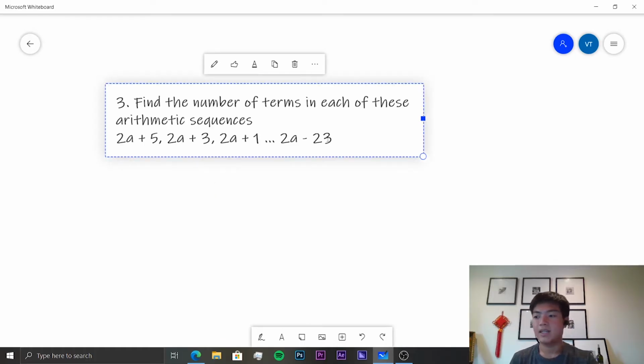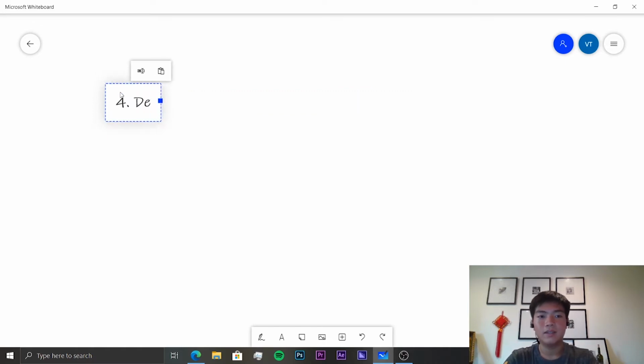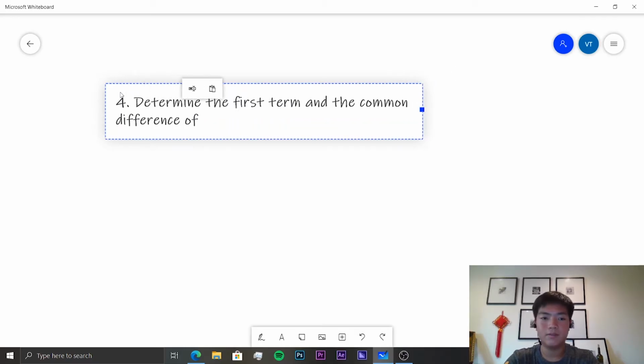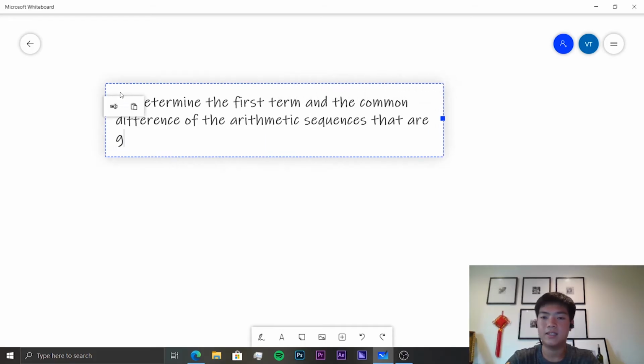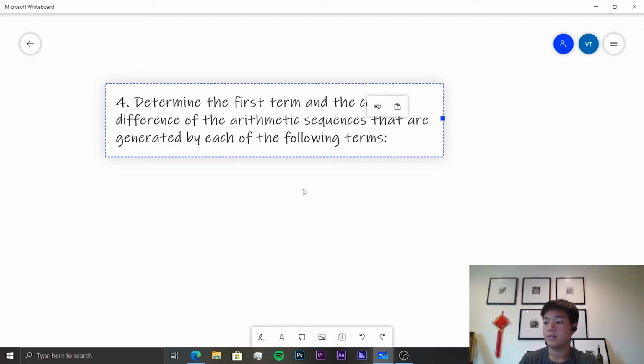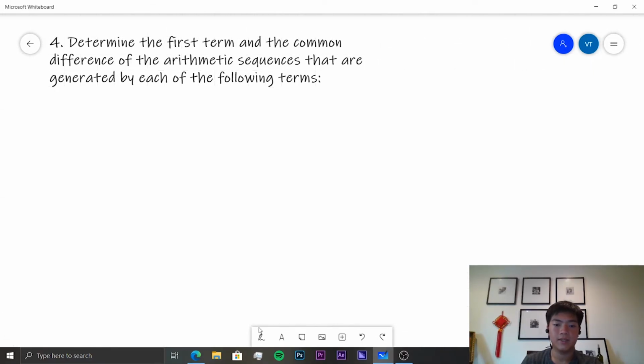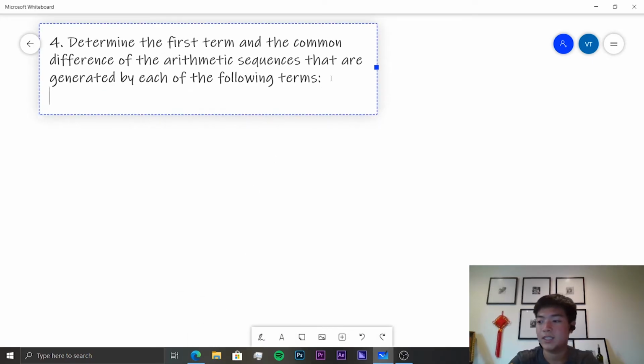Okay. So the next problem is number 4. We need to determine the first term and the common difference of the arithmetic sequences that are generated by each of the following terms. So I'll put that up there. Oh, and of course, I need to put what the terms are for the first question. So the first question is u_n is equal to 5n minus 7.